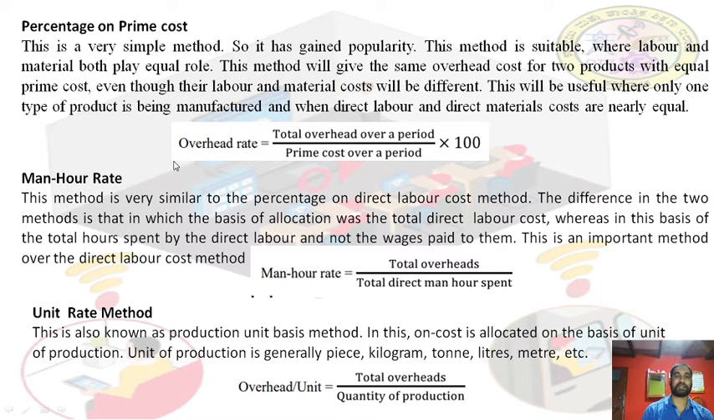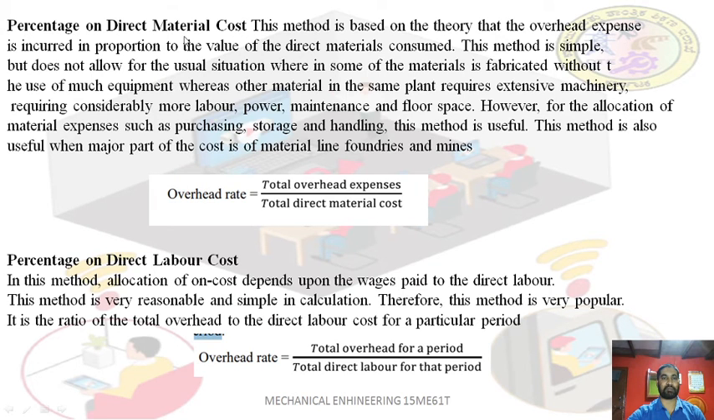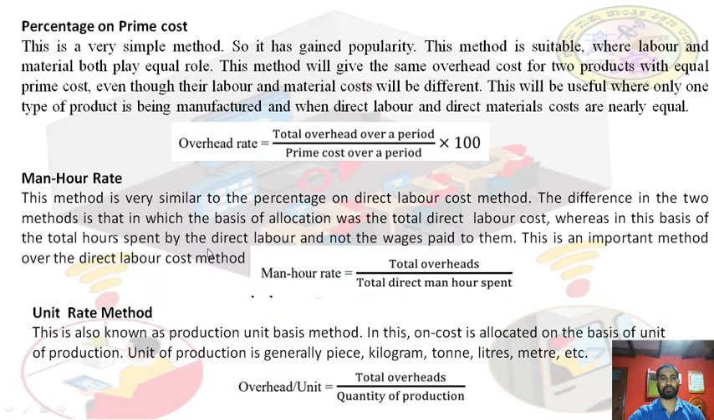If a company is manufacturing a certain component where labor and materials both play an important role in the cost of the product, then those companies will adopt this method. This method will give the same overhead cost for two products with equal prime cost. So it is nothing but the addition of these two methods, direct material cost and direct labor cost, because they are considering both labor and material for the calculation of overhead rate. Total overhead for a period divided by prime cost over a period.